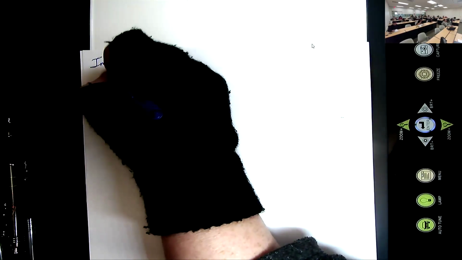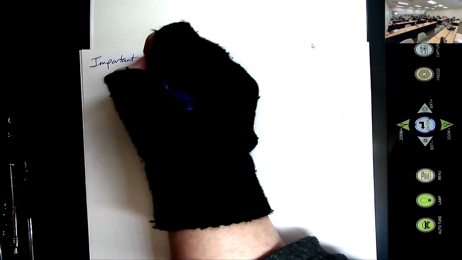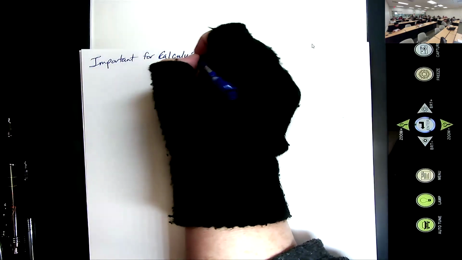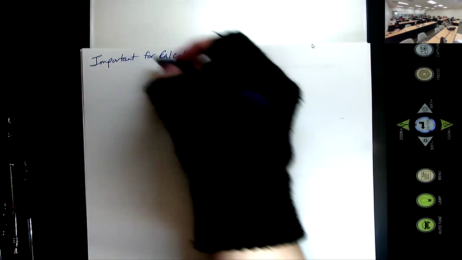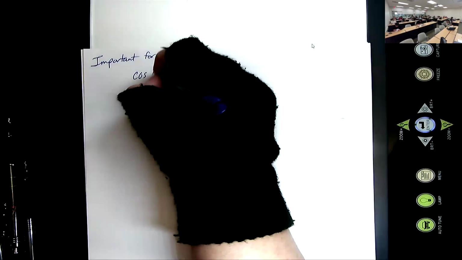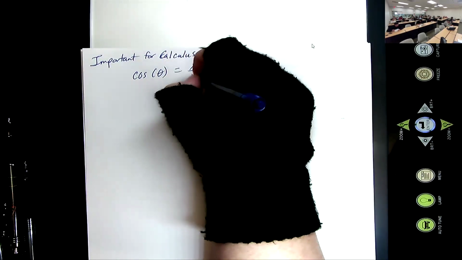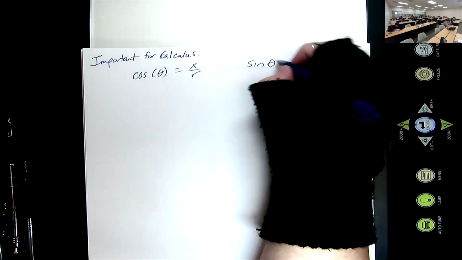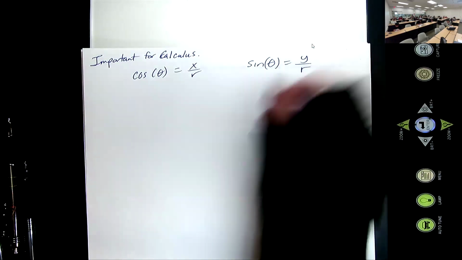Alright. So this next stuff is super important to calculus. I'm going to explain how I get it, that way you don't forget it. We had cosine theta was x over r, and I have sine theta is y over r, that's from our triangle.